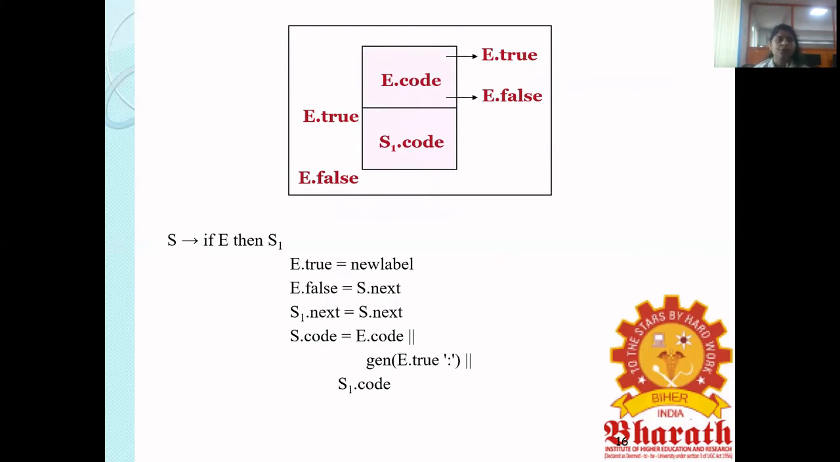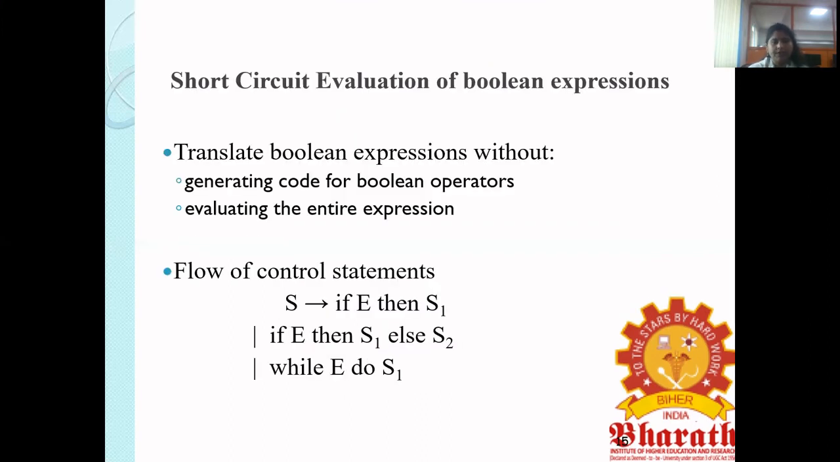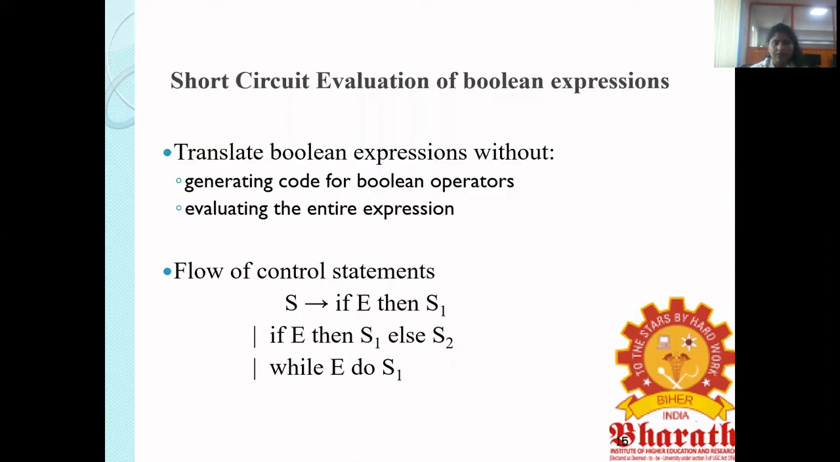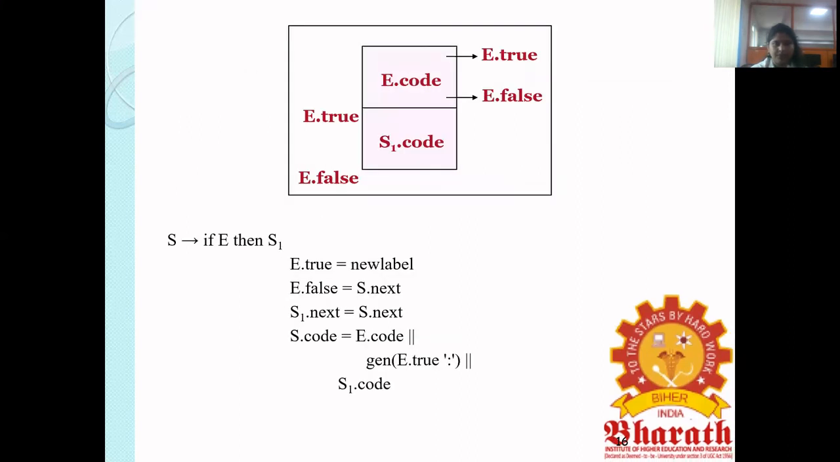In this circuit, first it is going to execute E dot code. What is our expression? If E then S1. So first we execute E dot code, and there will be some code in that E dot code. From the result of E dot code, we check whether it is true or false. If it comes true, it is going to execute the code S1 dot code. If it is false, it comes out of the circuit and ends the process. So this is the short circuit evaluation of Boolean expressions.